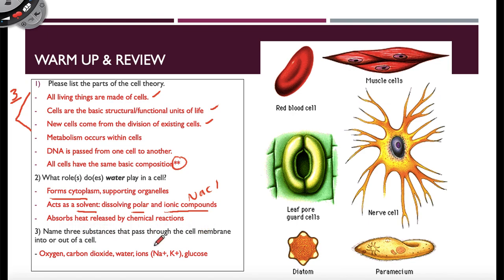3 substances that can pass through the cell membrane into or out of the cell, and these are substances that are small in size: oxygen, carbon dioxide, water, ions, which are electrically charged particles, and glucose.